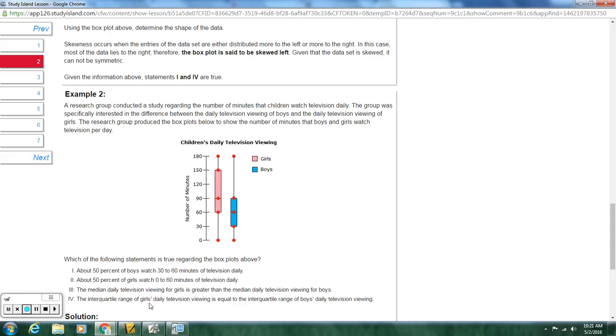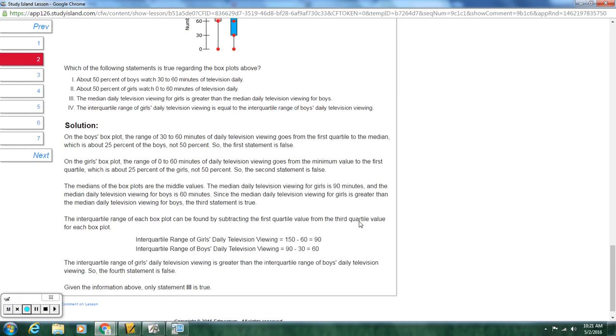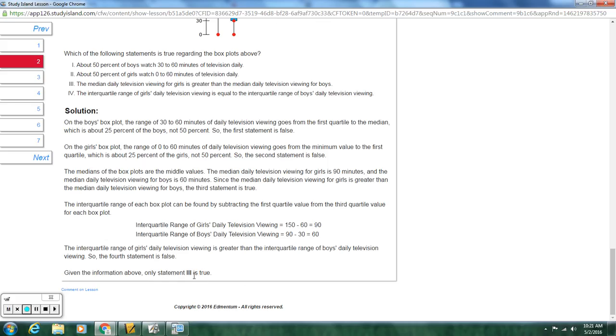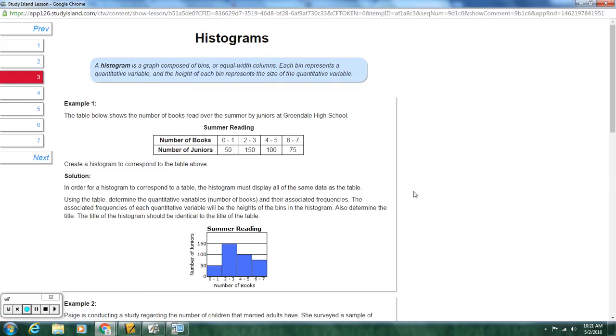Okay, so the interquartile range of girls' daily television viewing is equal to the interquartile range of boys' daily television viewing. No. And you really didn't have to do any numbers. It's just a matter of knowing that this is 25%, this is 25%, and the interquartile range means which box is longer or smaller, the two. So it's going to tell you, the only one statement is correct. You knew that already.